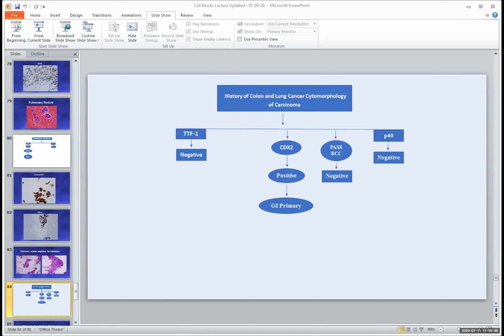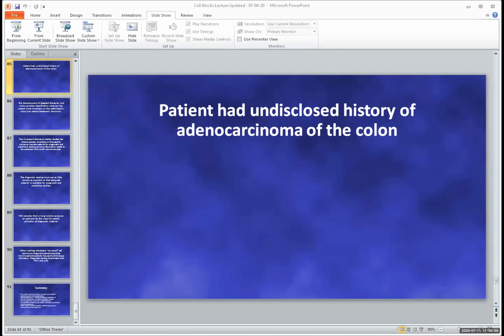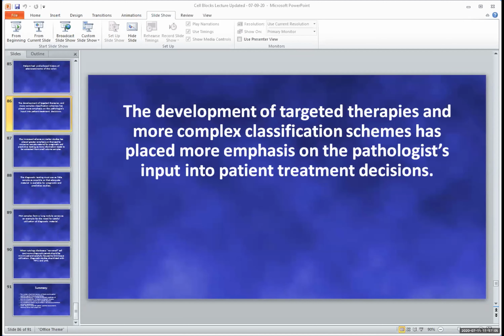This led to a diagnosis of a GI primary consistent with a colorectal primary that fit with the history that subsequently became available. And indeed, the patient had an undisclosed history of an adenocarcinoma of the colon.